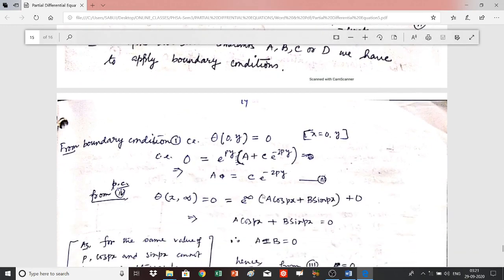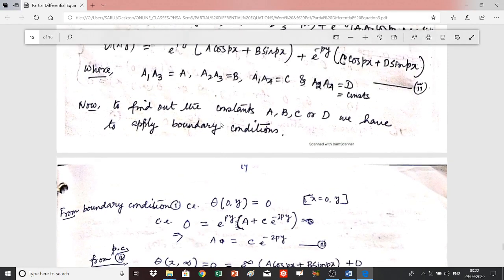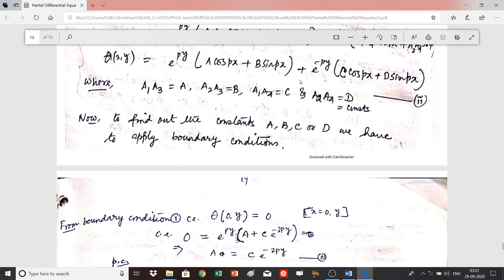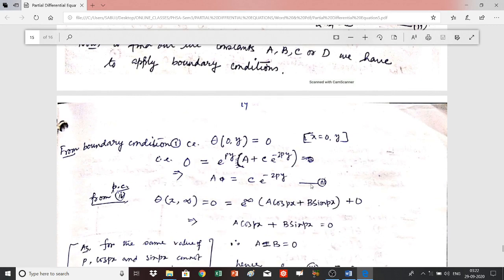Now for boundary condition number 1, theta at x equal to 0 and any value of y is equal to 0. That will give you from this expression 0 is equal to e to the power py a plus c e to the minus py. Just put here the value of x equal to 0 and compute, and that gives a is equal to minus c e to the minus 2py. This is written as an equation.